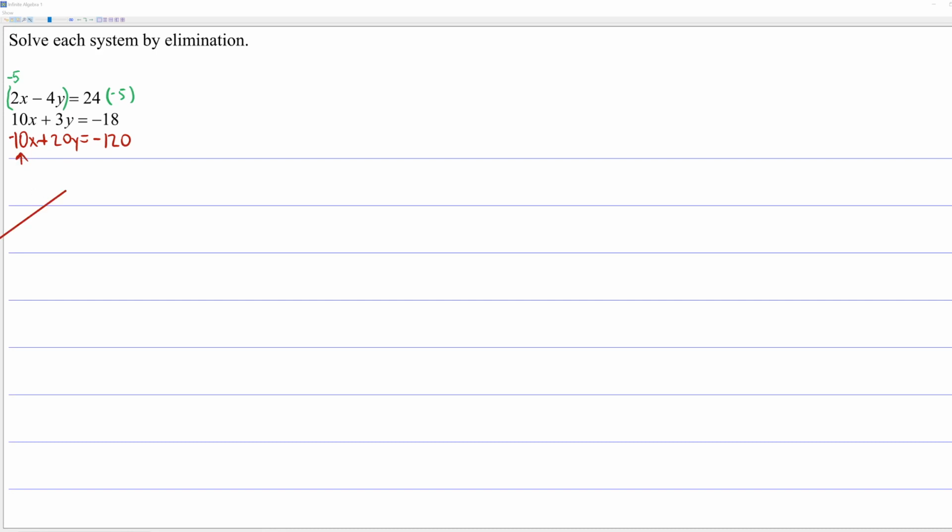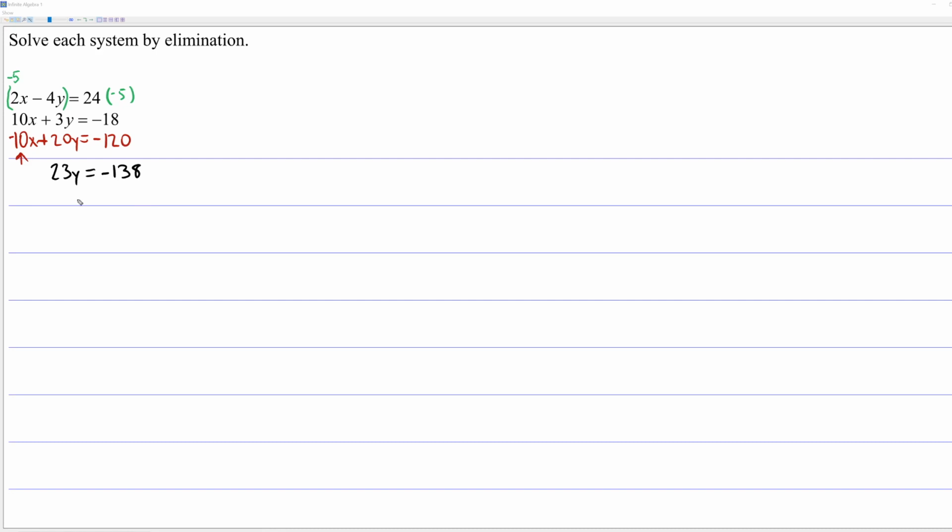So if I were to add the equations together, then the x's would eliminate. So let's do that. Let's add the equations together. 10x plus -10x is 0. 3y plus 20y is 23y. And -120 and -18 is -138.